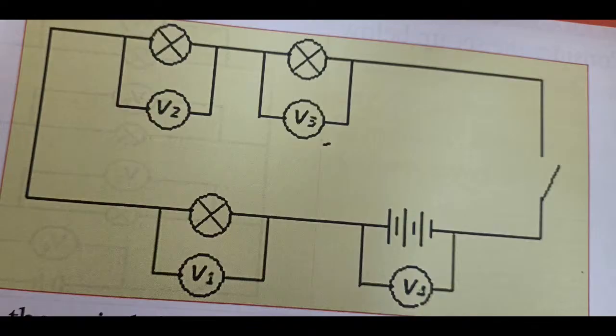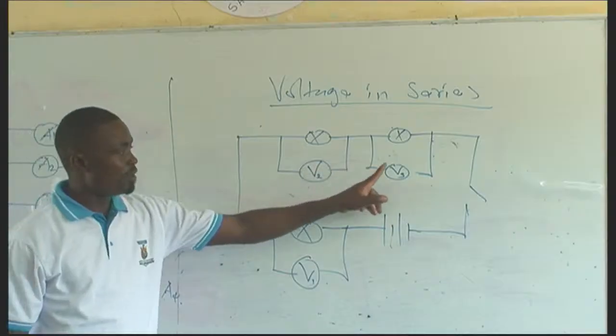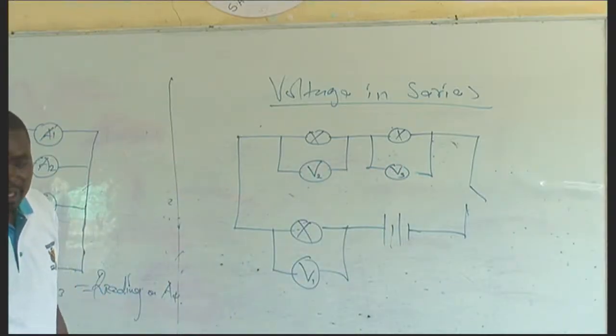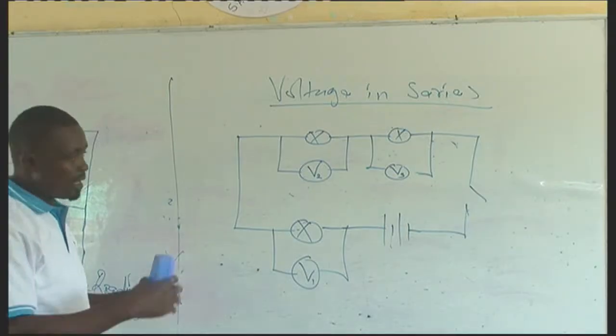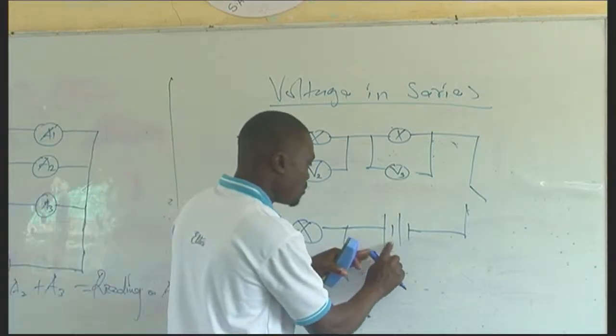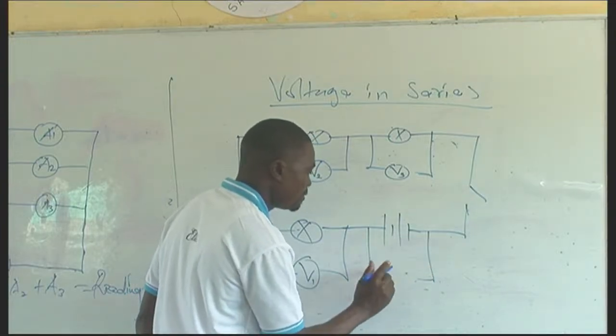Now, these voltmeters, we can label them maybe this one as V1, V2, and V3. So of course, when this switch is closed, the current flows and these voltmeters will indicate some readings. So we will be having a reading in voltmeter 1, voltmeter 2, and voltmeter 3. So in series arrangement, we will find that the supply voltage is across these two cells, which you can call V4.